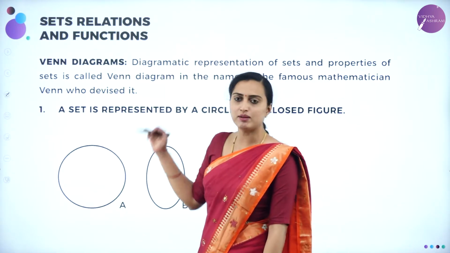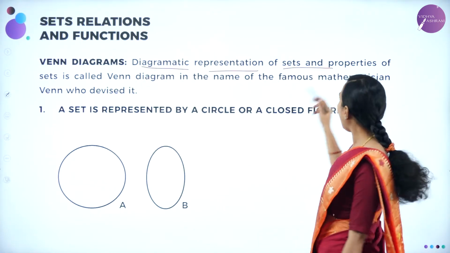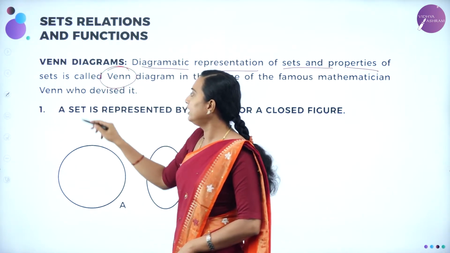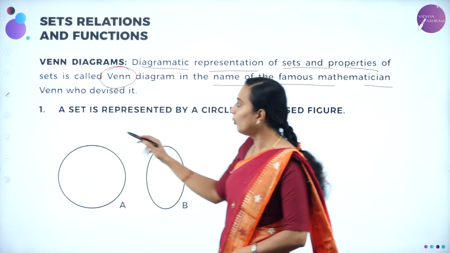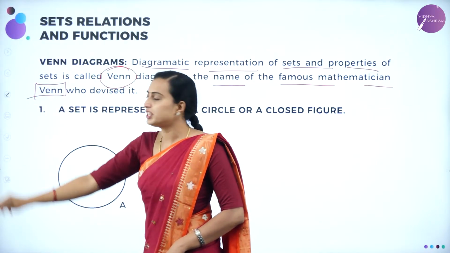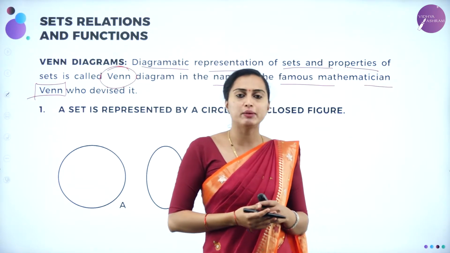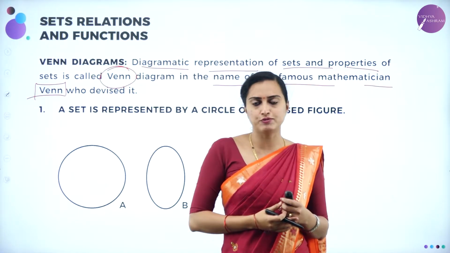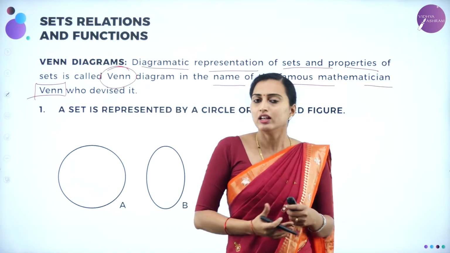A Venn diagram is a diagrammatic representation of the sets and the properties of sets. Got it? It is named after the famous mathematician who devised it, the mathematician called Venn. That is why they have given the mathematician's name, Venn diagrams. So how will Venn diagrams be useful here? How are we going to represent Venn diagrams for different kinds of sets? Let us look into that.